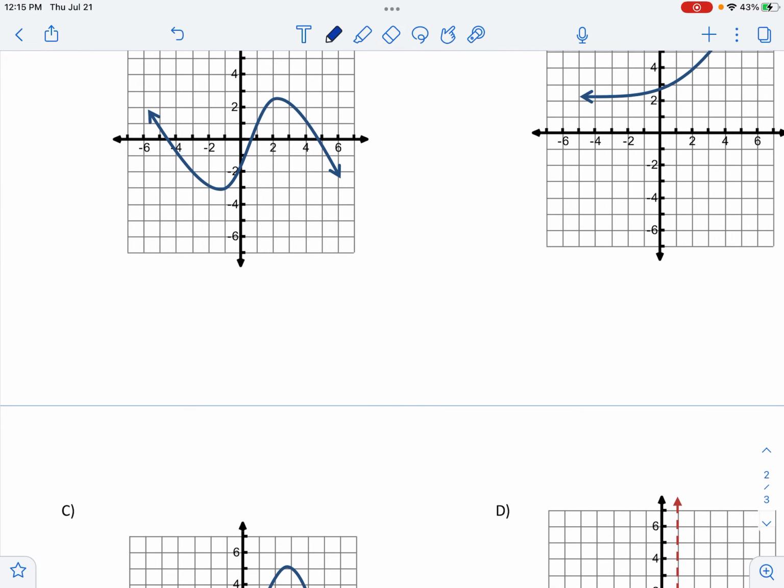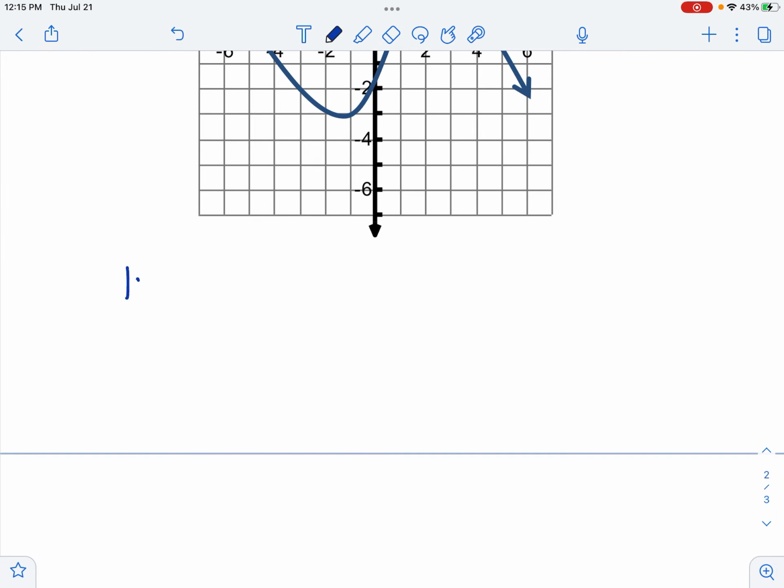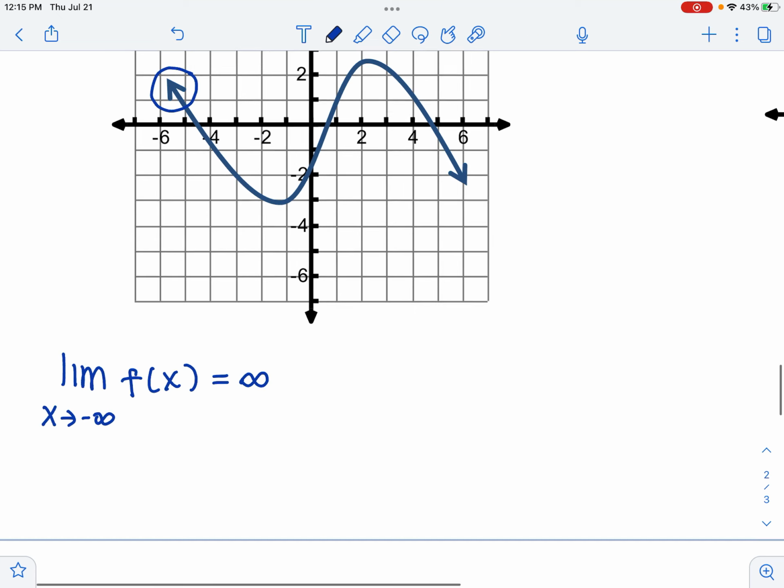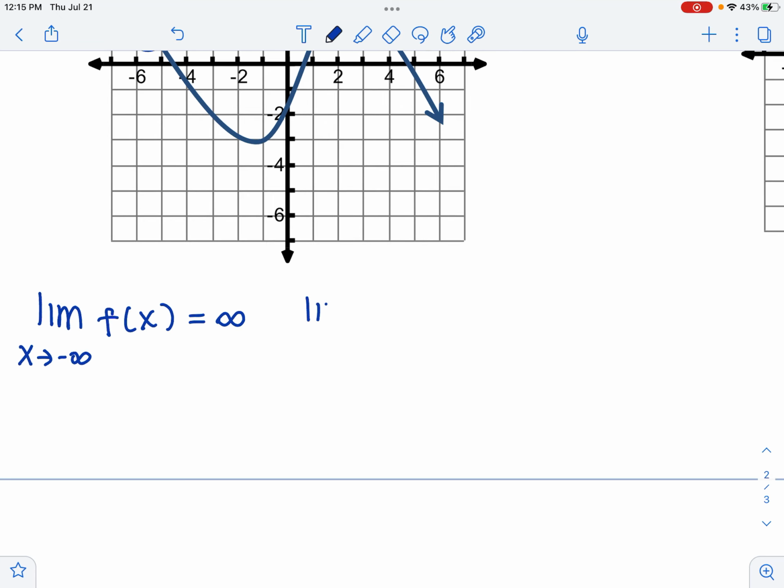All right, so we're going to say the limit as x approaches negative infinity of f of x is, and now you're going to say what's happening as your x values are getting smaller. So look left on your graph. As your x values get smaller, as you're going towards the left, there's an arrow pointing up. So they're approaching positive infinity.